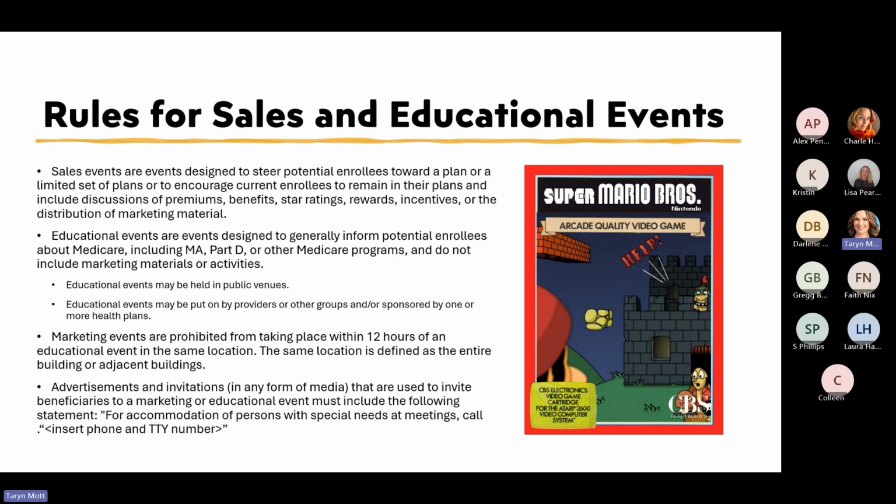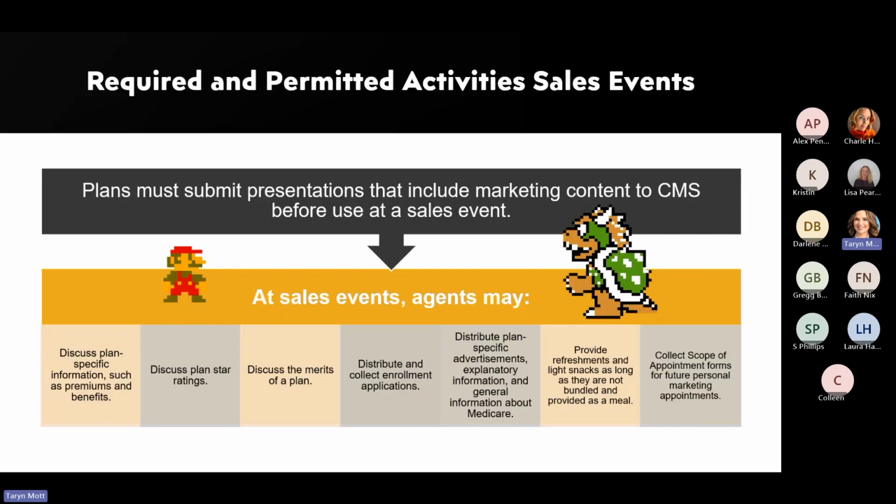Advertisements and invitations in any form of media that are used to invite beneficiaries to a marketing or educational event must include the following statement: for accommodation of persons with special needs at meetings, call, and then we insert all that information. Plans must submit presentations that include marketing content to CMS before use at a sales event.